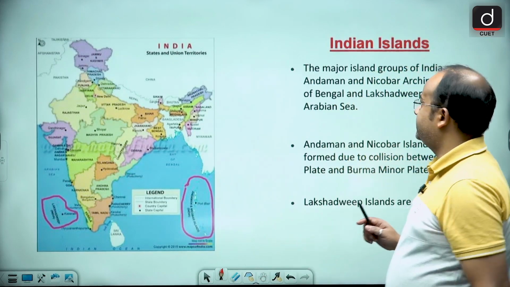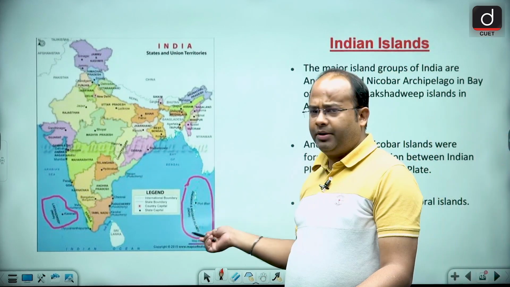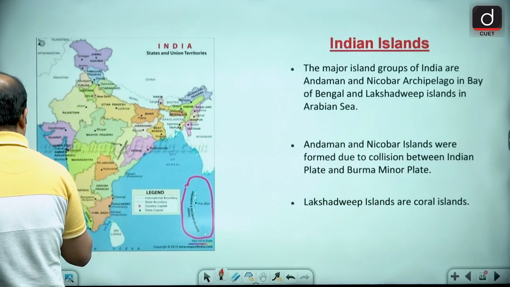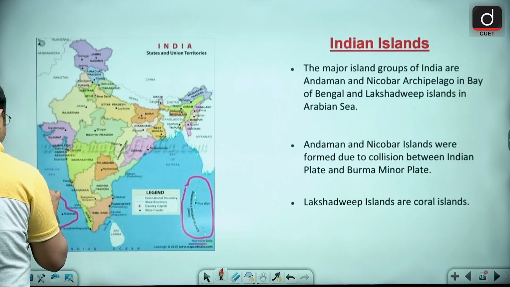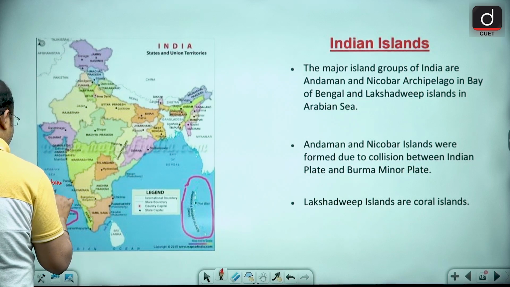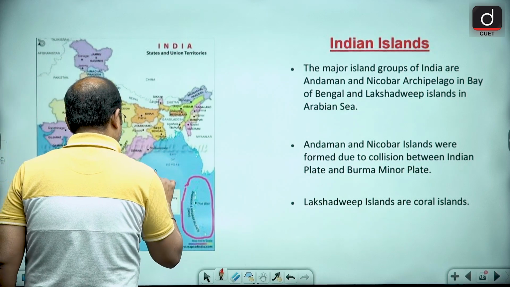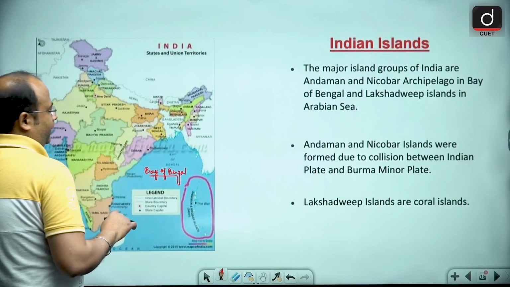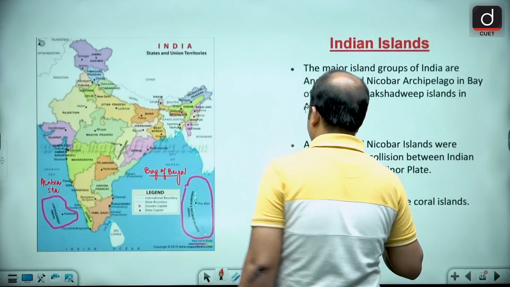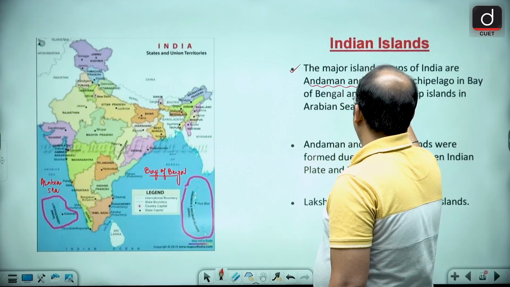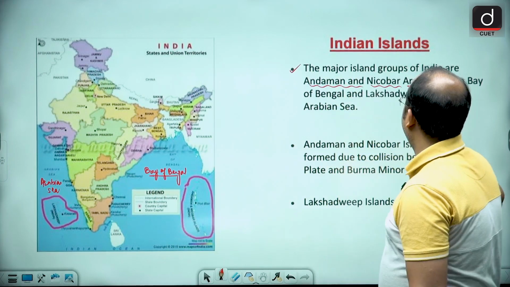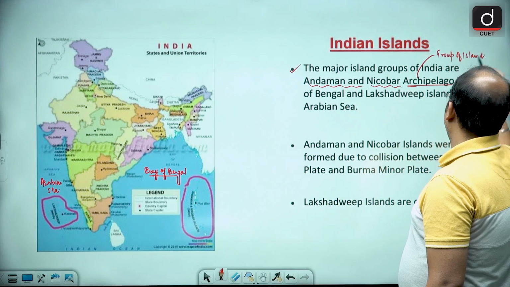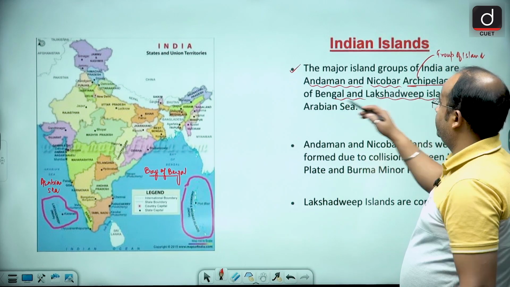Now next we have, guys, the island groups. The island groups that you can see are in the Bay of Bengal and in the Arabian Sea. Generally you will find the Andaman and Nicobar Islands, that is the Andaman and Nicobar Archipelago. Archipelago is a group of islands, in the Bay of Bengal, and Lakshadweep Island is in the Arabian Sea.